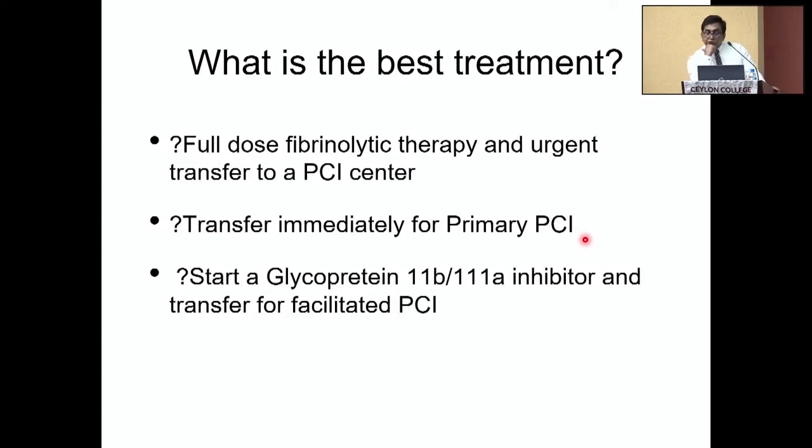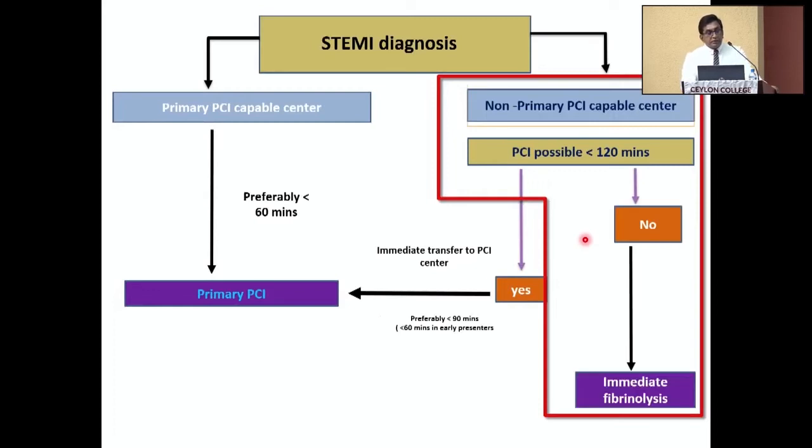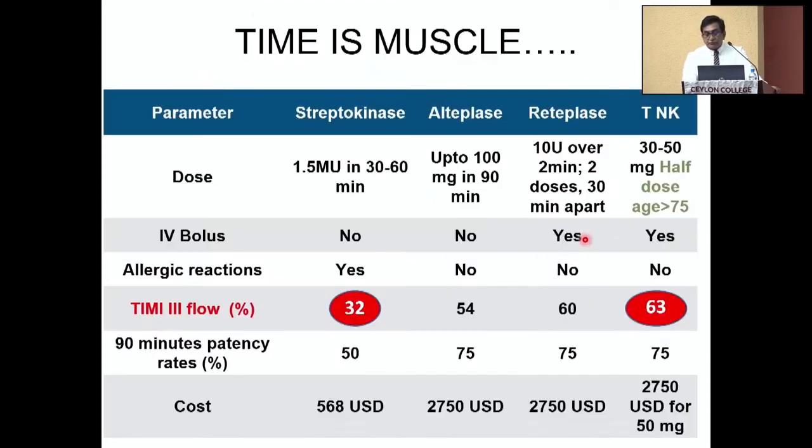You can give full dose fibrinolytic therapy and urgent transfer for PCI, or transfer immediately for primary PCI, that is out, as I said, or start glycoprotein 2B3A inhibitors, and no, that is not indicated. So what you should do with these patients, as the guideline indicates, if PCI is not possible, you do immediate thrombolysis. As I said earlier, time is muscle. So we have to give thrombolysis in this particular patient.